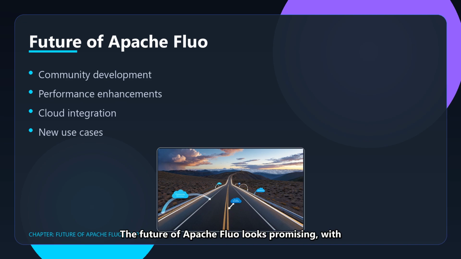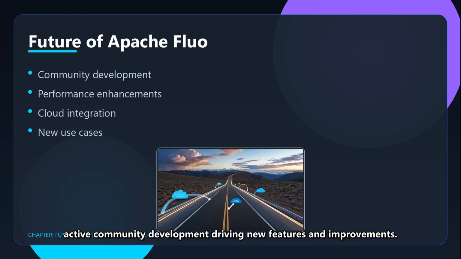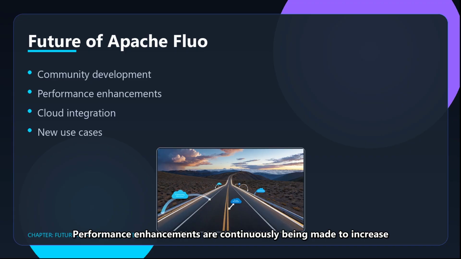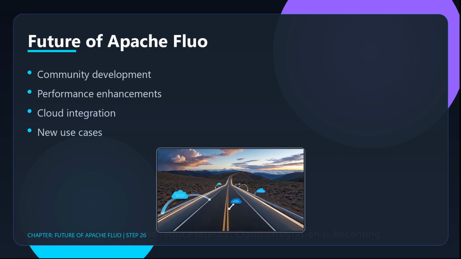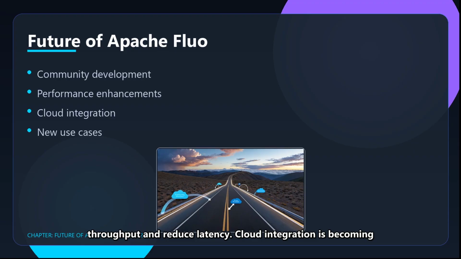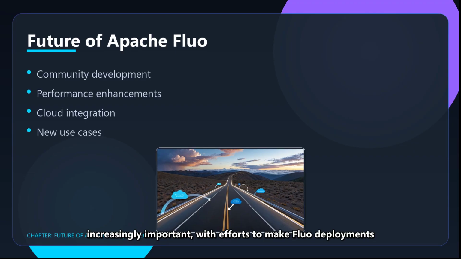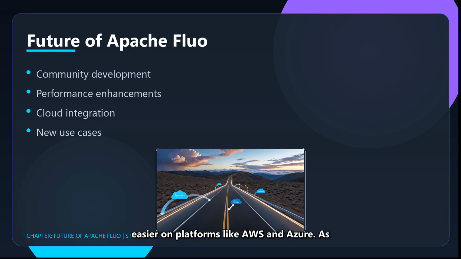The future of Apache Fluo looks promising, with active community development driving new features and improvements. Performance enhancements are continuously being made to increase throughput and reduce latency. Cloud integration is becoming increasingly important, with efforts to make Fluo deployments easier on platforms like AWS and Azure.